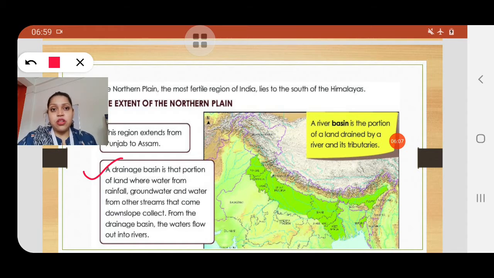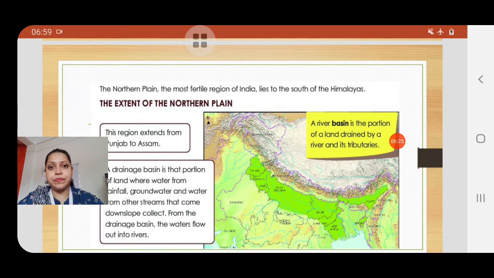It's that portion of land from where water from rainfall, it might get collected there, from groundwater, and also water from other streams. They collect, but they don't stay there. The water flows out into rivers, and this is the drainage basin.